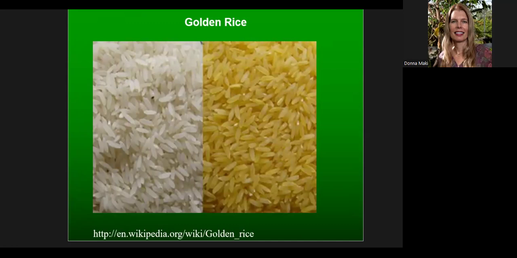And vitamin A, you don't want deficiencies in it. Golden rice was designed to produce vitamin A, the precursor beta carotene.